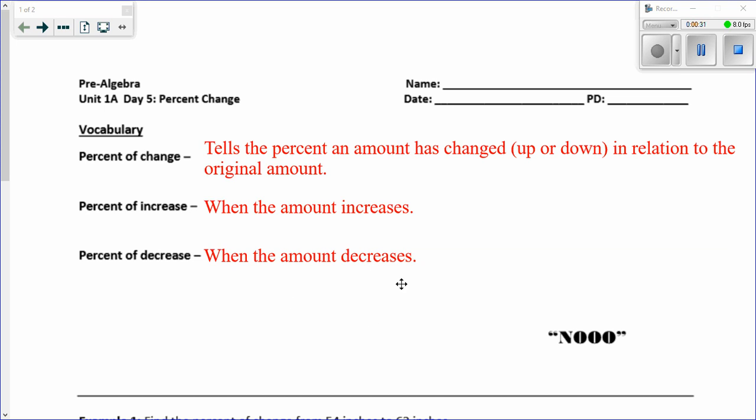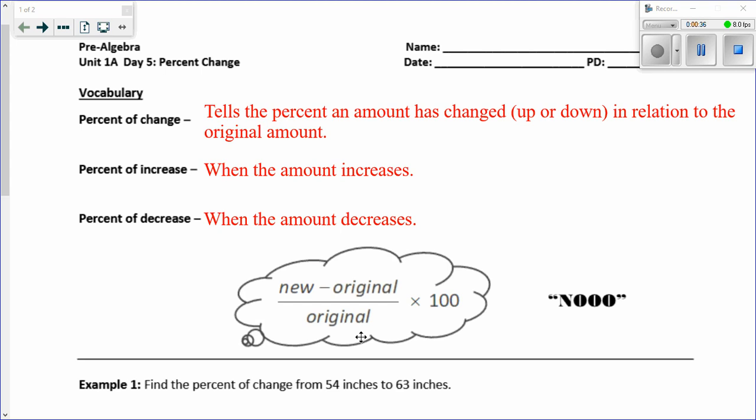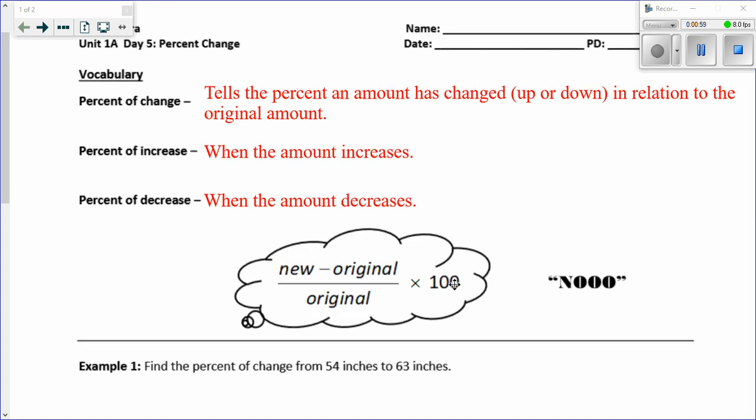There is a formula you can use to find percent of change. It is the new amount minus the original amount, all over the original amount, times 100. It can be a little hard to memorize because it's not going to be on a formula sheet. So a quick way to remember it is "no" with a bunch of O's, because it's new minus old over old. So N-O-O, "no," with a couple of O's for the 100.